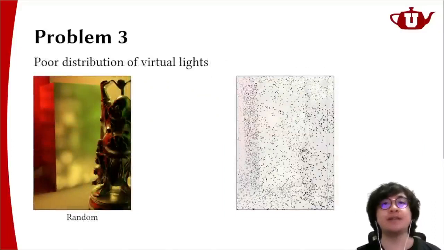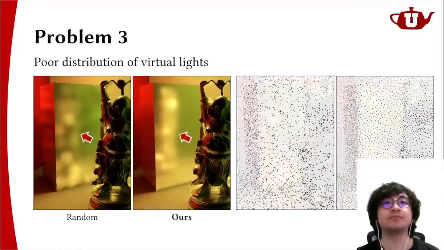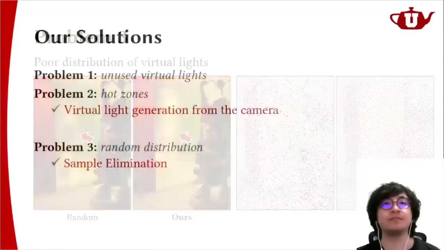Problem 3 is that random sampling leads to many virtual light pairs that are placed too close to each other, which is another source of waste. Also, there are large gaps between virtual lights, resulting in a poor distribution of virtual lights. We address this problem by generating a blue noise distribution of virtual lights. This significantly improves the quality, particularly for glossy and specular surfaces.